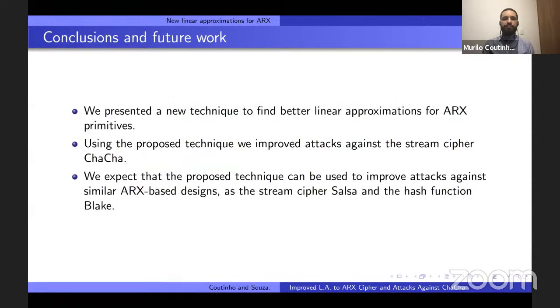So, conclusions: we presented a new technique to find linear approximations for ARX primitives. And using the proposed technique, we improve attacks against the stream cipher Chacha. With these results, we expect that the proposed techniques can be used to improve attacks against similar ARX-based designs, such as the stream cipher Salsa and the hash function Blake.